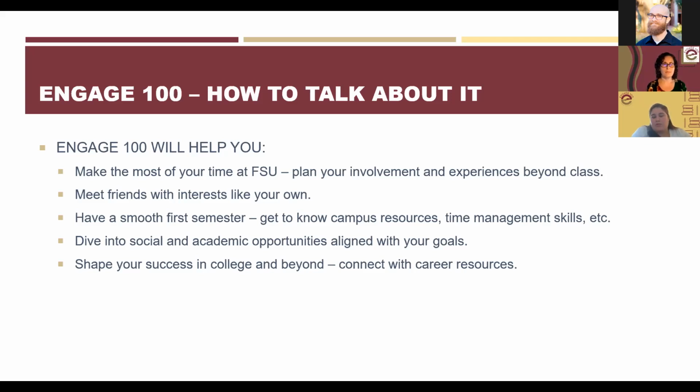It also helps them to really dive into the social aspect. We encourage the peer mentors to help them make friends and meet each other, and it goes beyond just those success strategies. The last thing it really does is shape their success. One of the biggest components of Engage 100 is to help students decide and define what their next steps moving forward are. So it's making a plan, if you will, for their engagement throughout their time here at FSU. And it really helps them get to know what their success path will be.